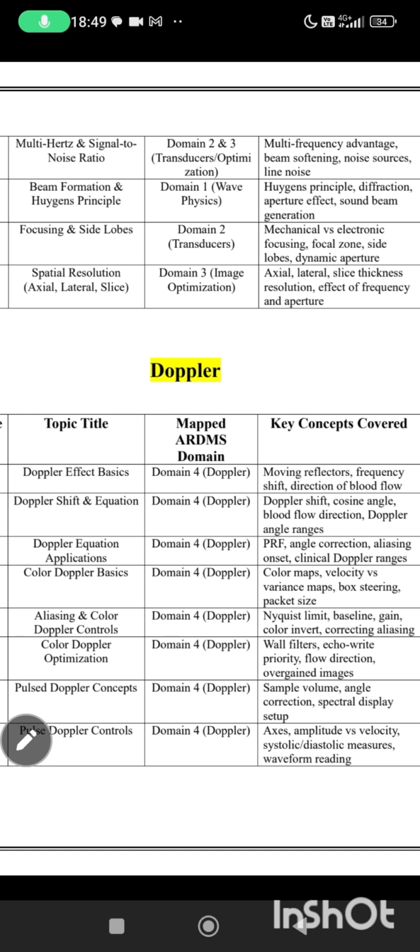Because angle and Doppler shift are inversely related, when we want to decrease Doppler shift, we have to increase the angle, but there is a limit. In Doppler, our angle should be less than 90 degrees. What else you can do is change the depth. So to correct aliasing, will we increase the depth or decrease the depth?